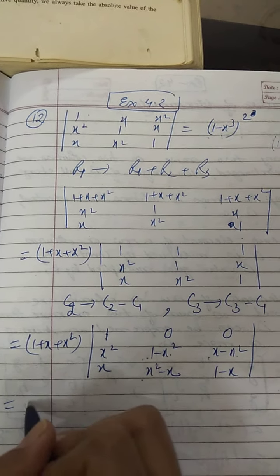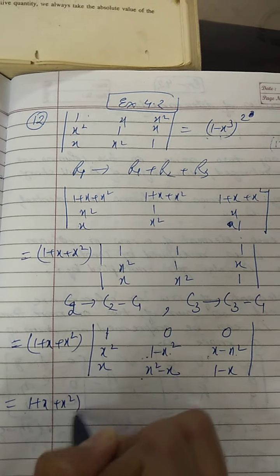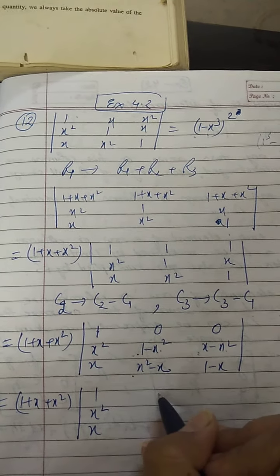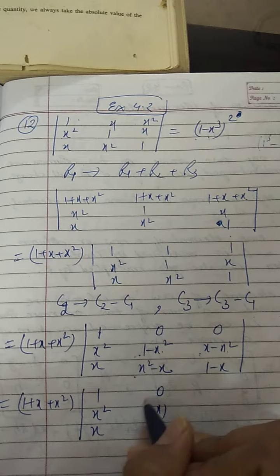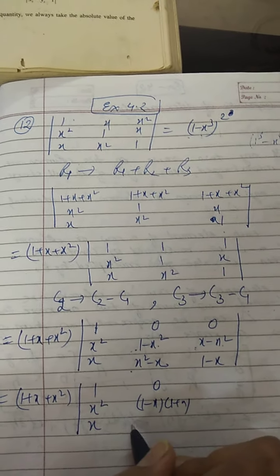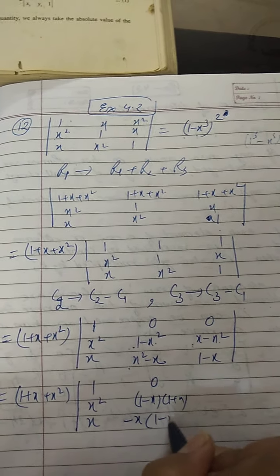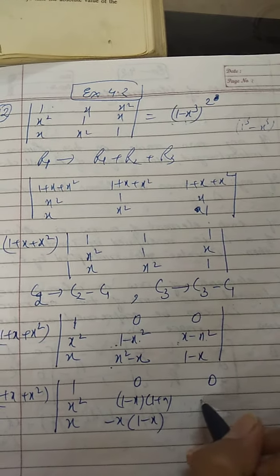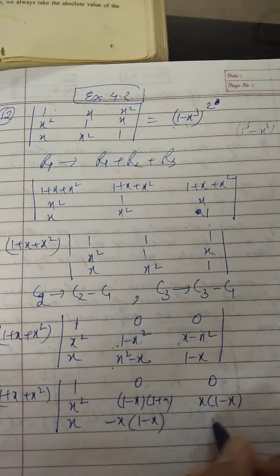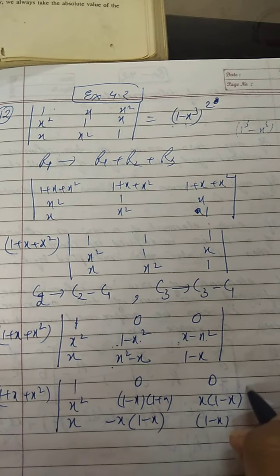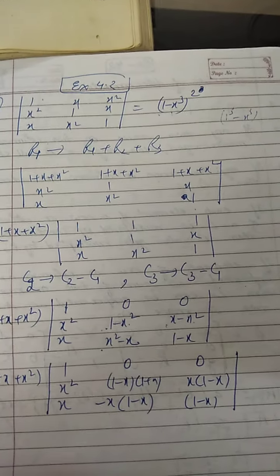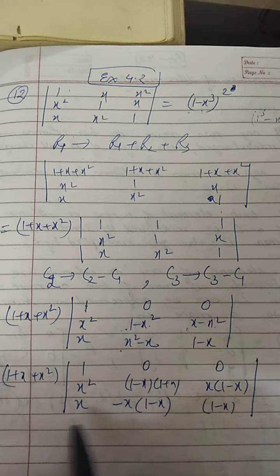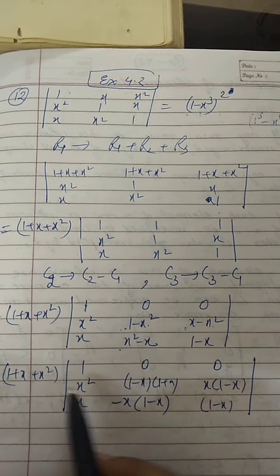So what we can do here, I am rewriting the determinant by just arranging the terms. It will be 1, x square, x, 0, 1 minus x, 1 plus x, and here if I take minus x common, it will become 1 minus x, right? And here also 0, if I take x common, it is 1 minus x, and this is also 1 minus x. Clear?